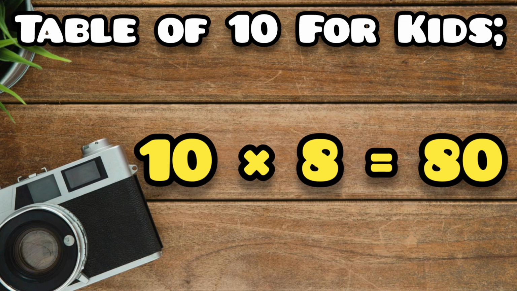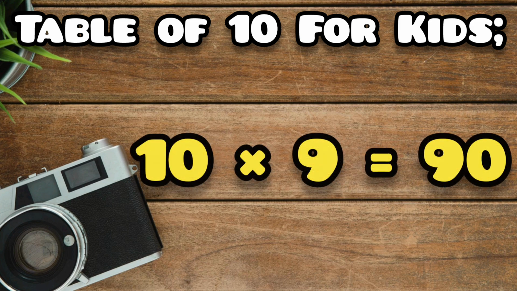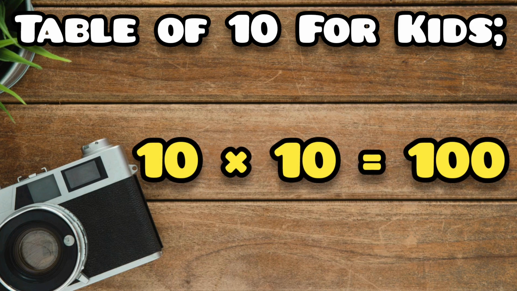10 nines are 90, 10 tens are 100. Next one time, another one time.